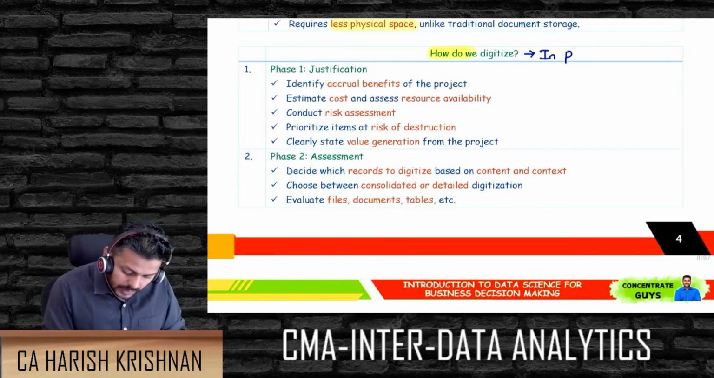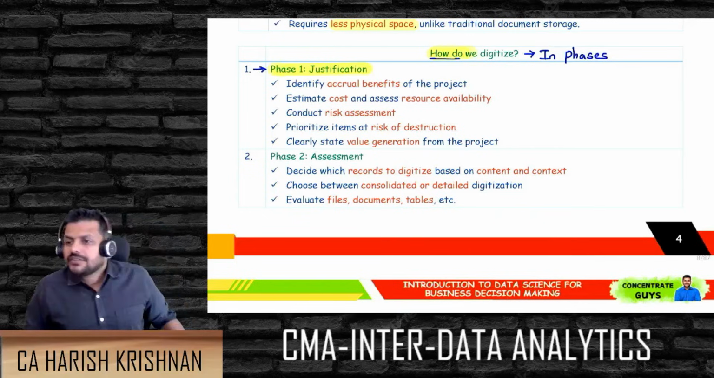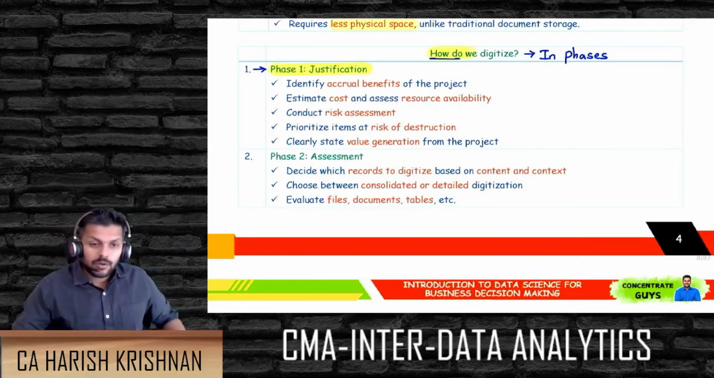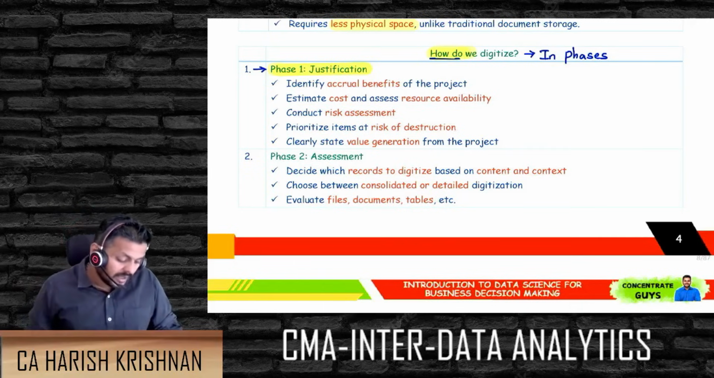In phases. First, phase 1 is about justification. Is it really needed for you to digitize? Because if you do this exercise without knowing why you are doing it, then it won't be productive. So you have to make a clear understanding as to what it is and how it is. Okay, let us see that.